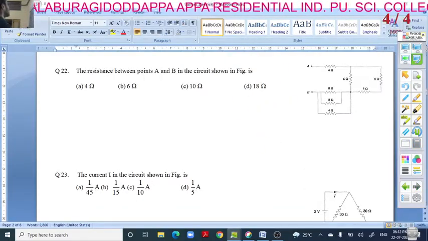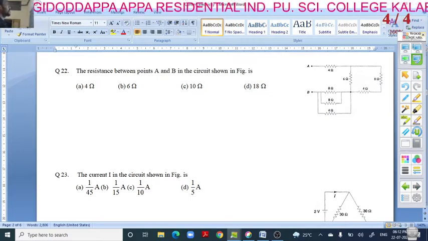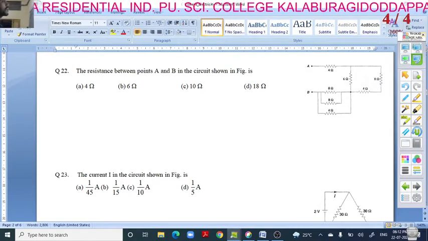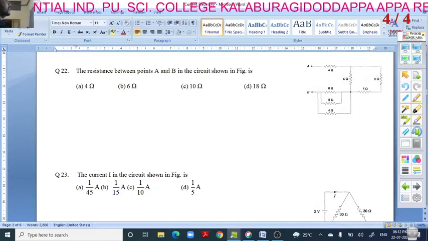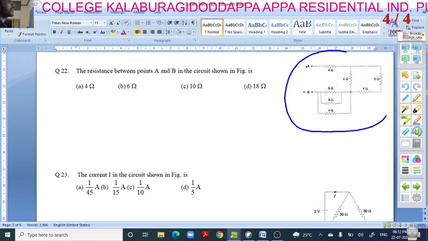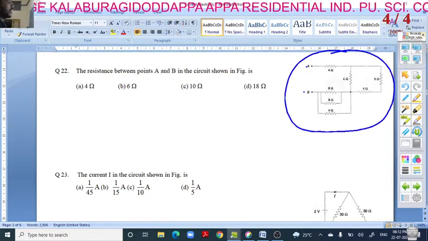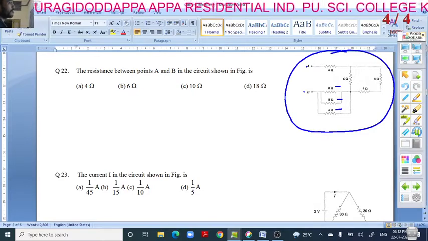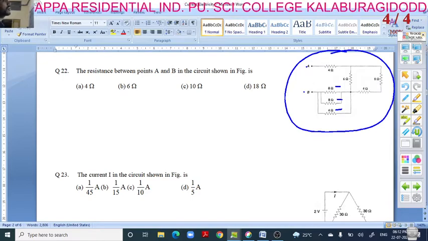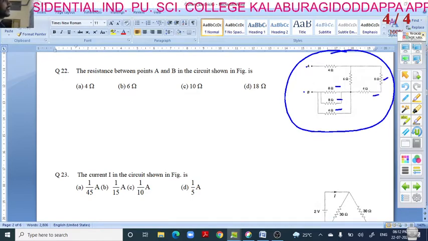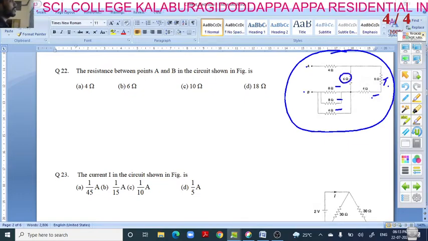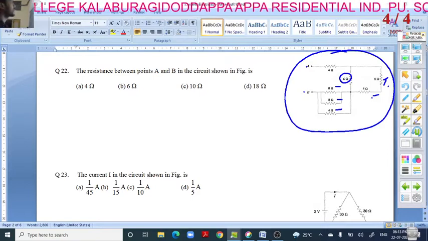The resistance between A and B in the circuit shown in the figure. Between A and B, this is the circuit he has given here. The 8 ohm and 4 ohm are in parallel, and remaining some arrangement he has given. These two are in series, and the resultant of these two will be parallel to this 6 ohm. So let us see what will be the resistance.